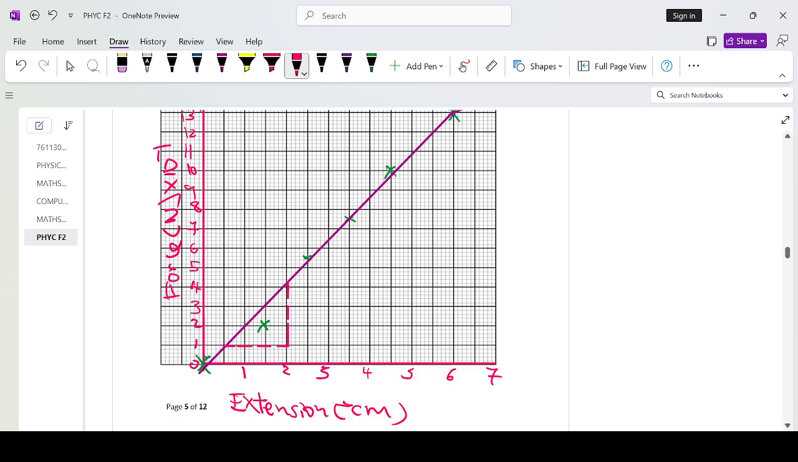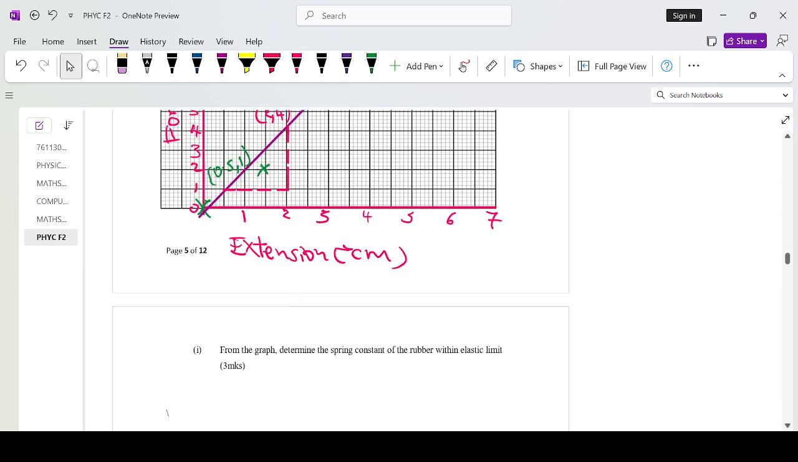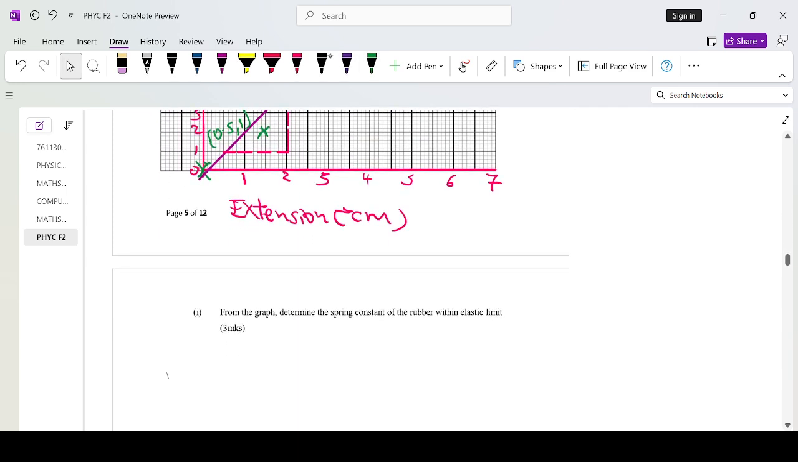What are the coordinates here? The coordinates for this point are 2, 4. The coordinates for here are 0.5, 1. Let me use a different ink on that side. That's very nice. Let's get a slope.